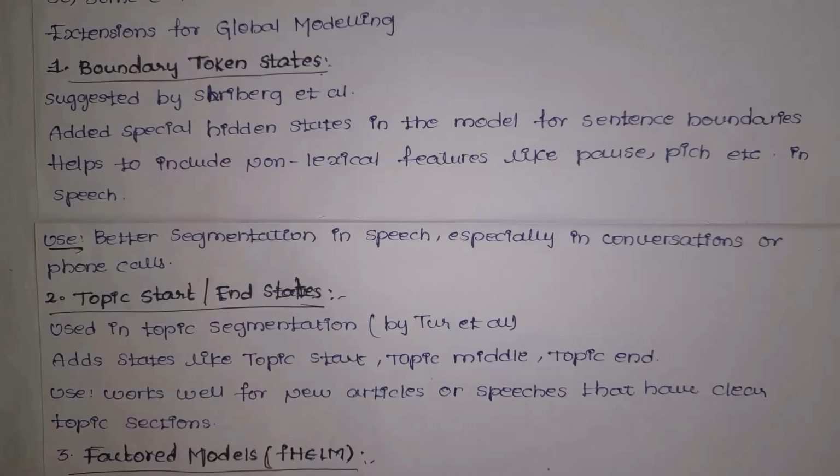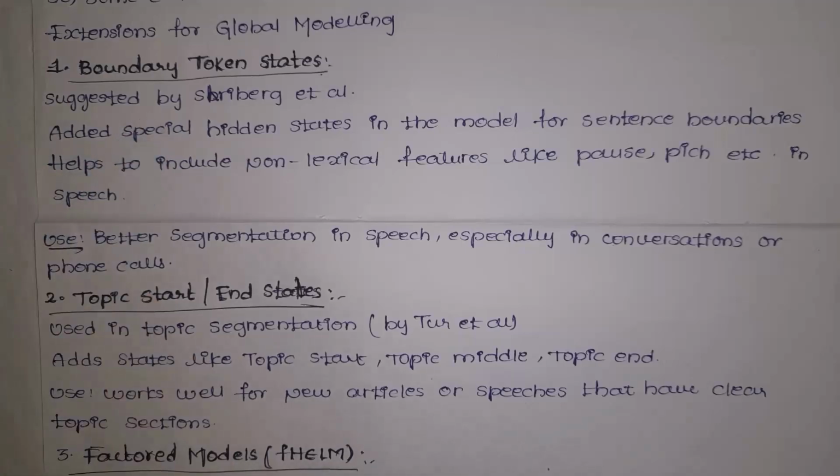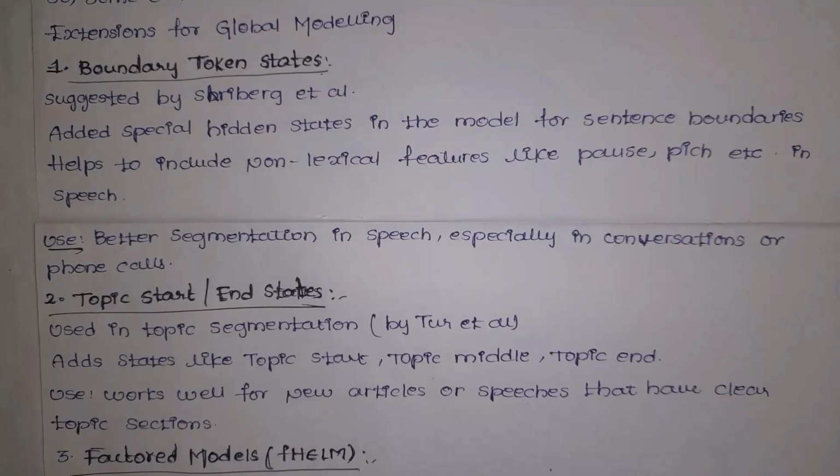And the first extension is boundary token states. This boundary token states extension is suggested by Stolcke et al. By using this extension, this model can understand what we speak. Like, this model can recognize our pitch of voice. While speaking, whenever we pause, this model can automatically understand where a particular sentence ends. So this model includes non-lexical features like pause, pitch, etc. in speech. And most people use this model in conversations and phone calls.